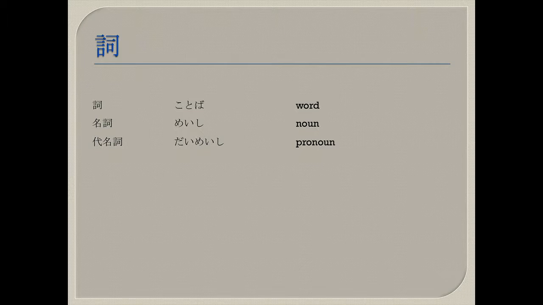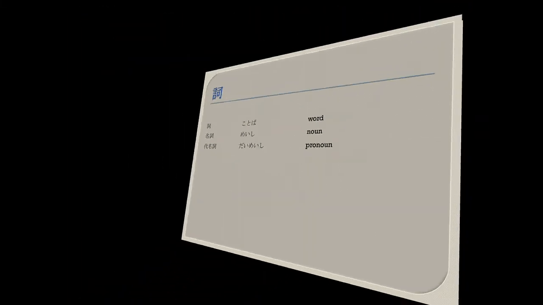This kanji means word and is read as kotoba, and it's also used in the vocab items meishi, meaning a noun, and daimeishi, meaning a pronoun. This kanji is used in the vocabulary items setsume, which means an explanation, and setsume suru, which means to explain something.